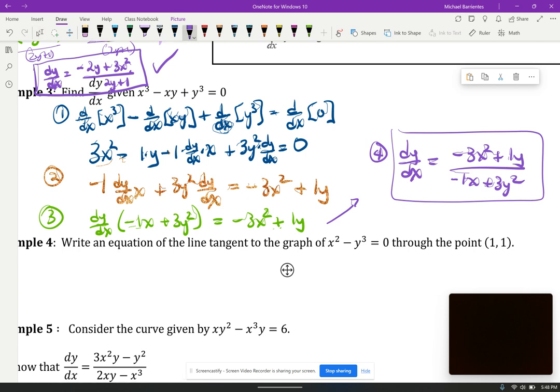Explicitly means I can clearly see that y equals something or that x equals something. Here, I don't know what y equals. I don't know what x equals because everything's mixed up. But implicitly, we can find the derivative and get a formula. Again, notice the formula has x's and y's. So I'm going to need an x coordinate and a y coordinate to figure out the slope.